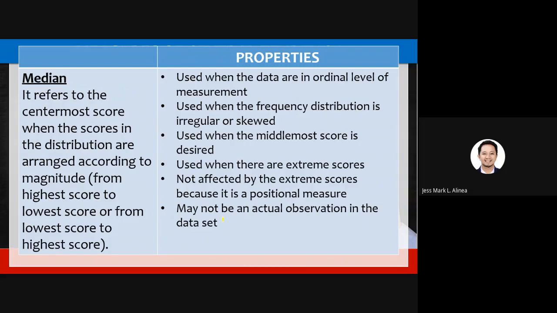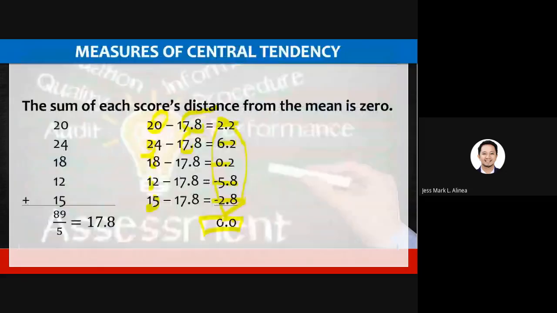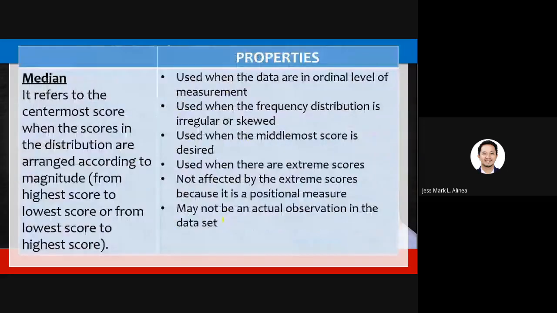But we never use median in giving grades to our students. Most of the time, we use the mean. But in some form of interpretation, napapakinabangan din natin ang median. Ginagamit when the middlemost score is desired. Used when there are extreme scores. Not affected by the extreme scores because it is a positional measure. We just get what is in the center. May not be an actual observation as well in the data set.